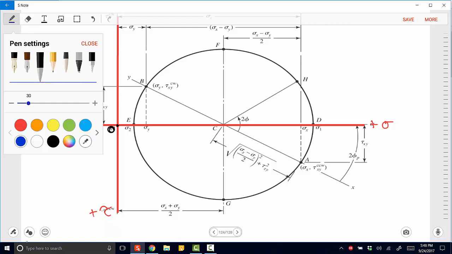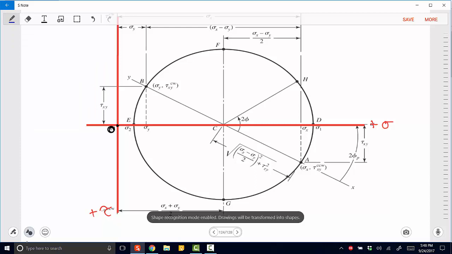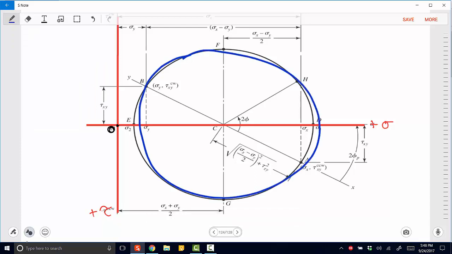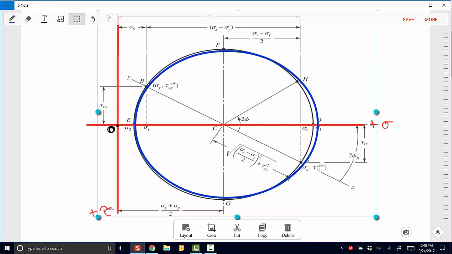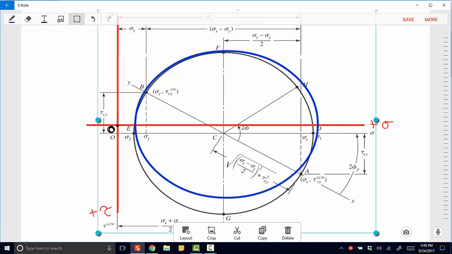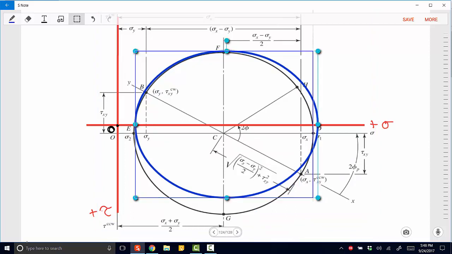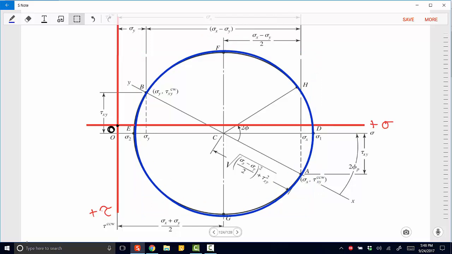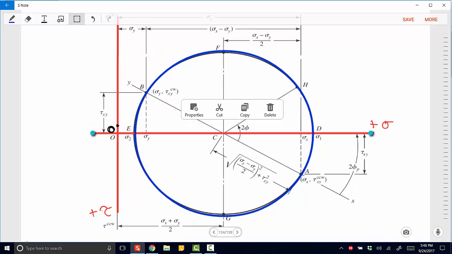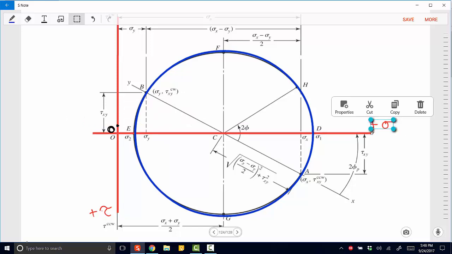Now, Mohr's circle is a circle. It's not the oval shape that we have here. Maybe let's make this a little taller so it looks more spherical. Okay. Mohr's circle is a circle that represents all the possible combinations of stress that could exist in an element.